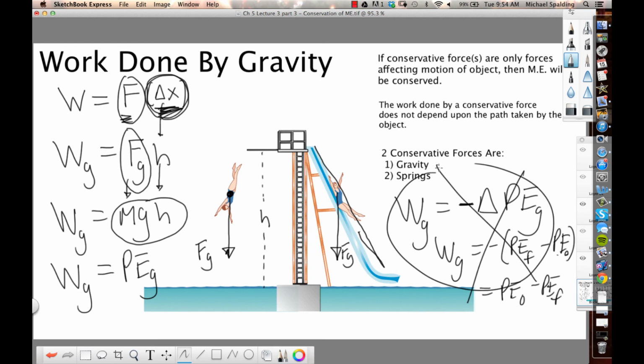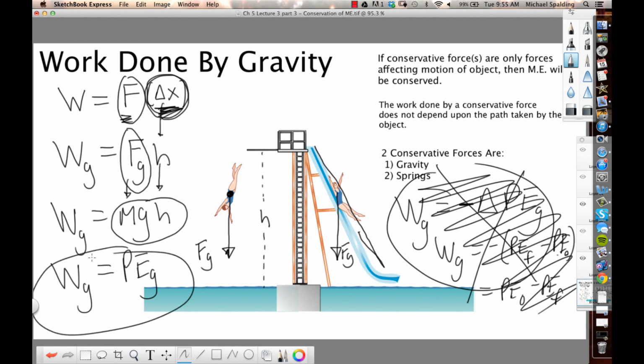So do not do this. This is confusing. Don't do that. What you do is you go like this. You say, okay, here's what Spaldo said: work of gravity is equal to potential energy of gravity. Now, how do you figure out if it's plus or minus? Well, if the girl jumps off the diving platform and goes down, as she goes down, is gravity doing work in the direction of motion or against it? In the direction, right? So as she falls, is that positive or negative? Positive, because gravity's doing work in the direction of motion.